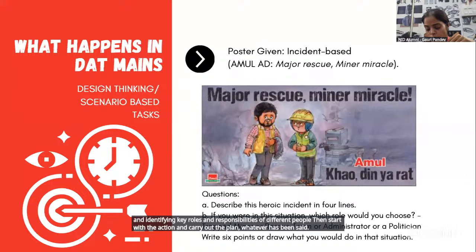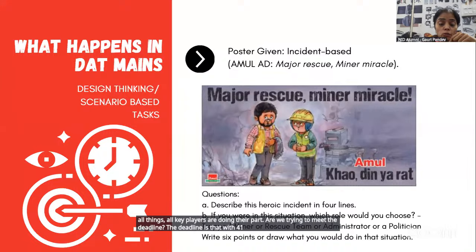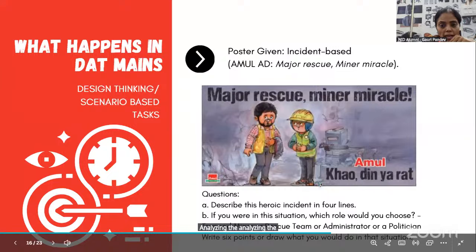Then manage the project, the entire thing that's going on, ensuring all key players are doing their part. Are we trying to meet the deadline? The deadline is that we have 41 people trapped. We have to ensure that's done fast. There has to be some kind of deadline we are chasing. And finally, evaluating and analyzing the process that's going on, the plan that's going on.